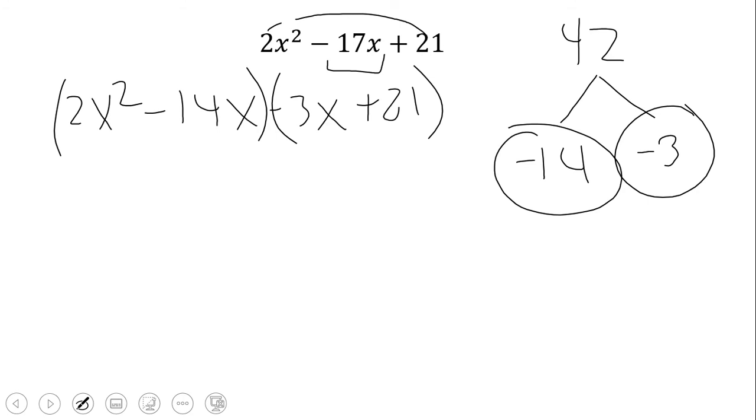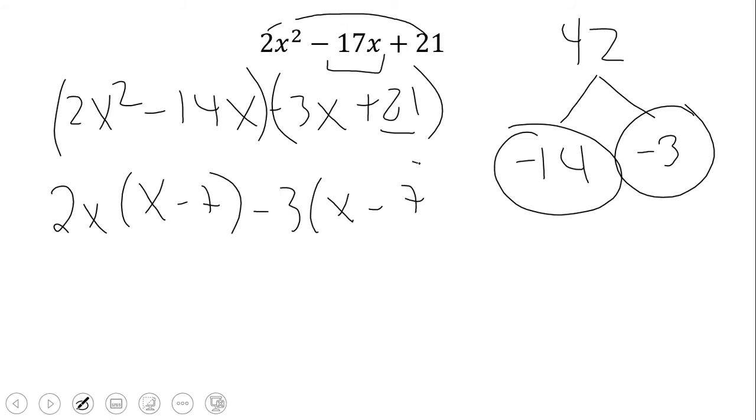Group the first two terms. Group the second two terms. Take out the GCF, which is 2x. Here, negative 3x plus 21. What I always like to say is when in doubt, take the negative out. So should you take out a 3 or a negative 3? Again, generally speaking, when in doubt, take the negative out. So I'm going to take out a negative 3, which is going to leave me with a positive x. And if I take a negative 3 away from a positive 21, I'm going to get a negative 7.